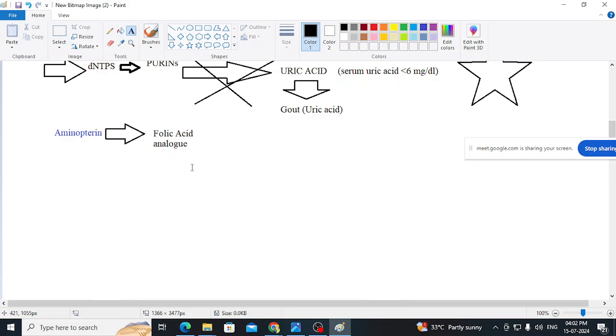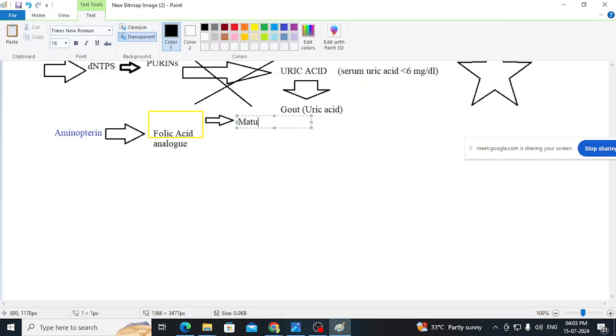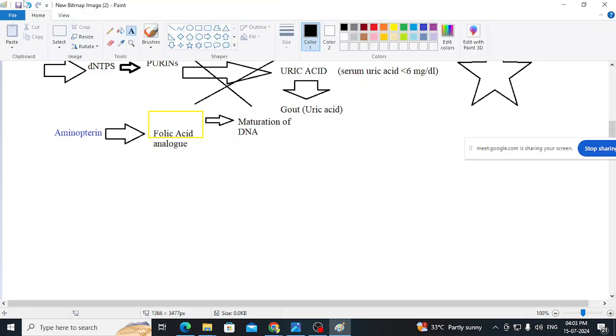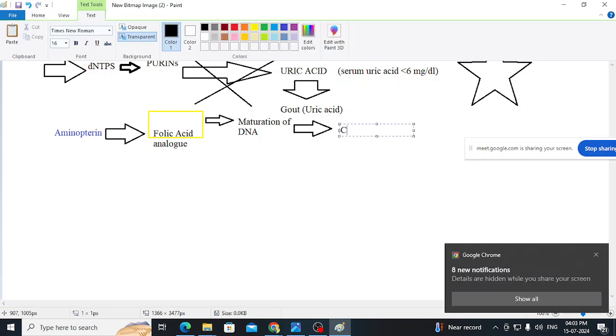Now what happens, folic acid is very important for maturation of DNA. Maturation of DNA, and therefore it also helps in regulation of the cell cycle. Okay, it also helps in regulation of cell cycle.